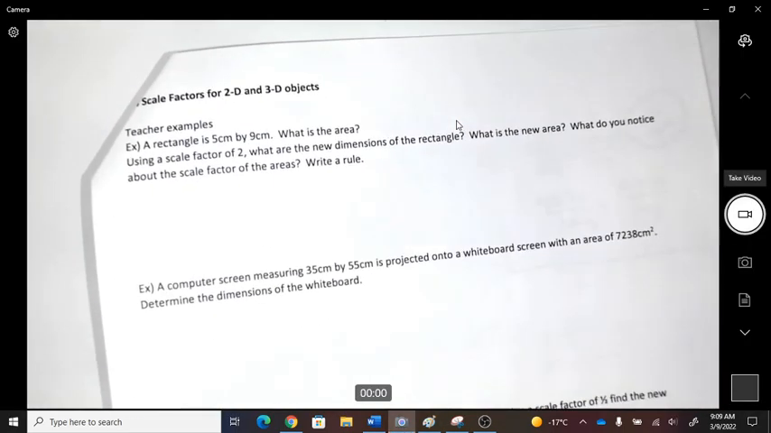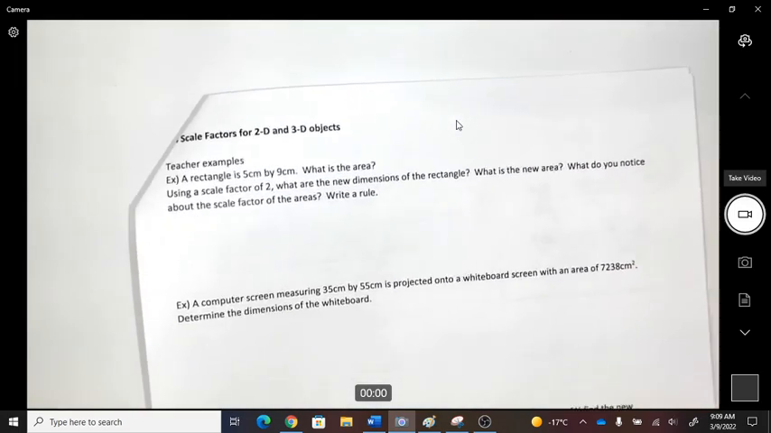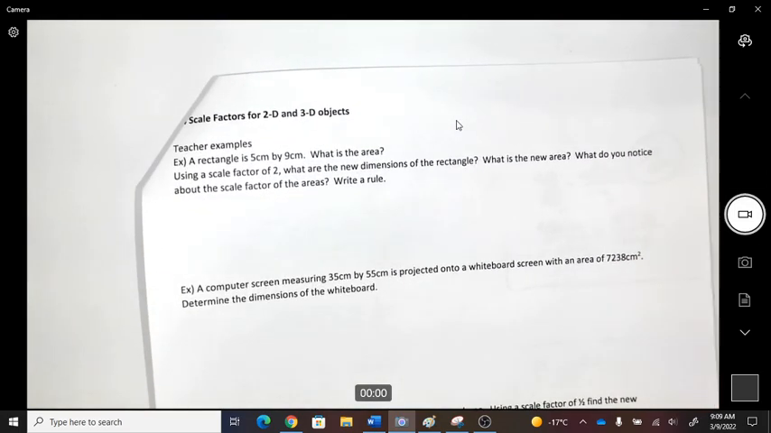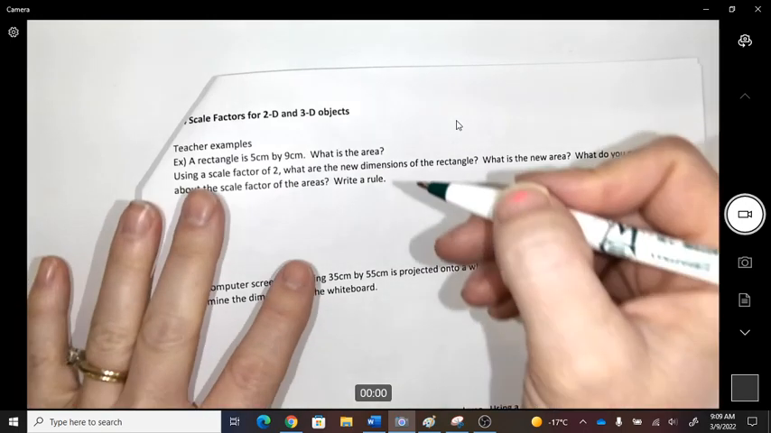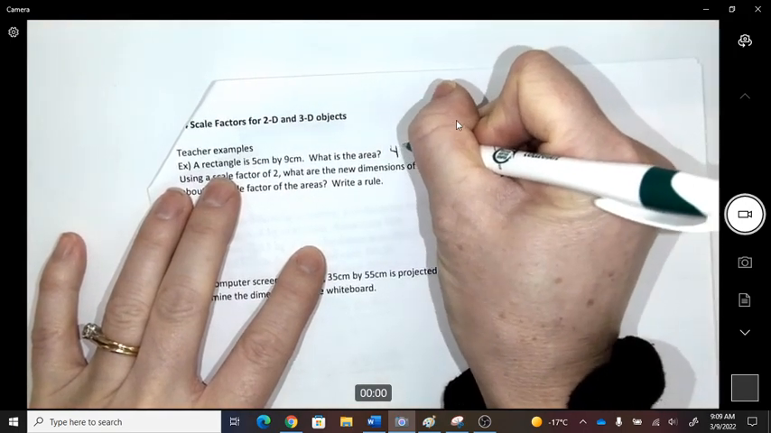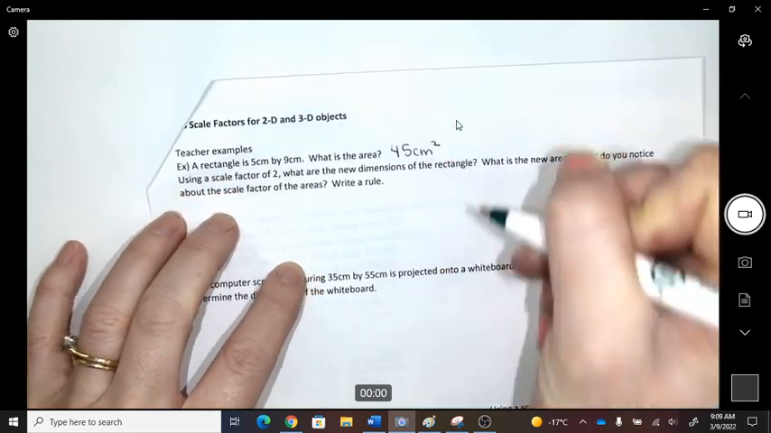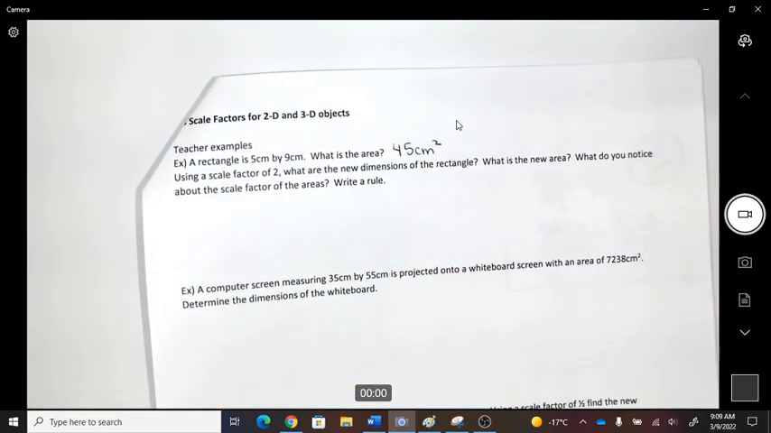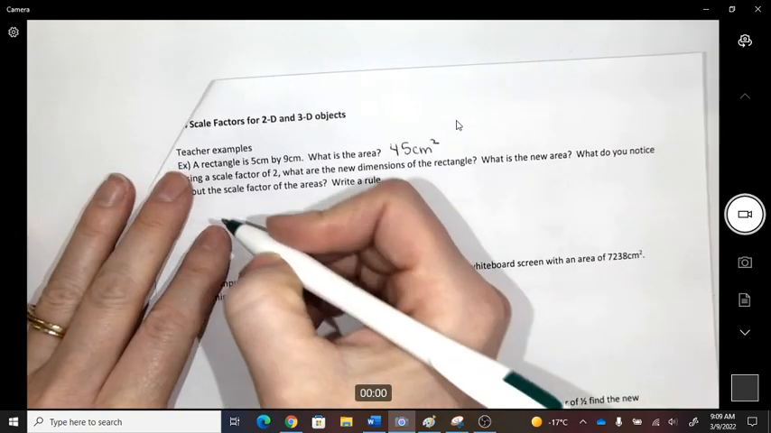Okay, number 1. A rectangle is a 5 by 9, so what's the area? Just give me the number there, so 5 times 9, so 45 centimeters squared. Using a scale factor of 2, what is the new rectangle? What's the dimensions? If you use a scale factor of 2, what's your rectangle going to be now?